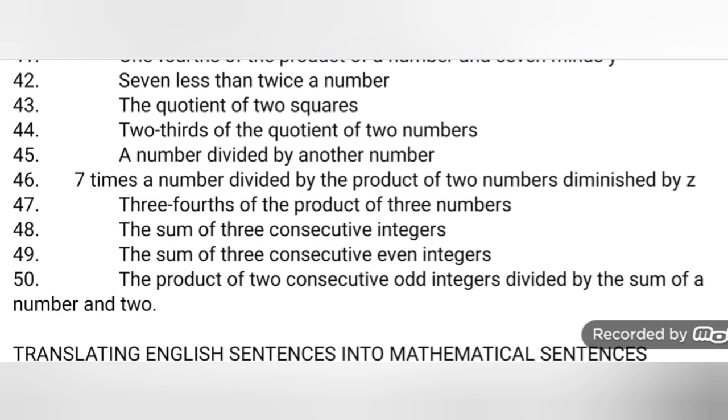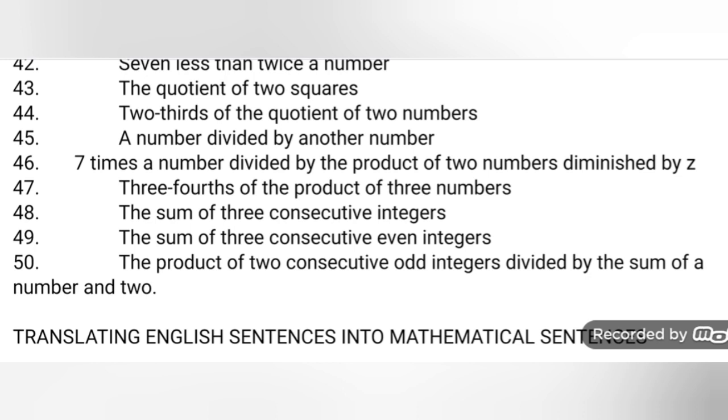7 times a number. Okay, 7x. Divided by the product of two numbers, diminished by c. 7 times a number divided by the product of two numbers. So, that's 7x over product of two numbers. So, let's say the two numbers are a and b. So, we say 7x over ab and then diminished by z. So, minus z.